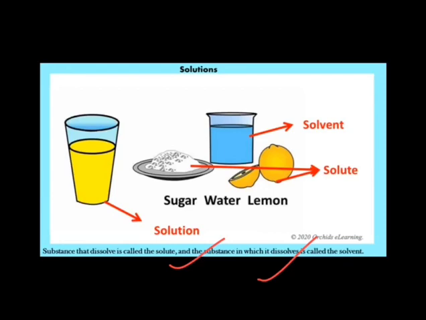Okay, here the sugar and lemon are the solute because the substance which we are adding in the liquid is known as a solute, and the water is a solvent because the substance in which the solute is dissolved is known as a solvent. So here the lemon and the sugar are the solute, whereas the water is the solvent. And after dissolving the lemon and sugar, we get a solution. So the solution is solute plus solvent. Okay, it is a mixture of solute and solvent.